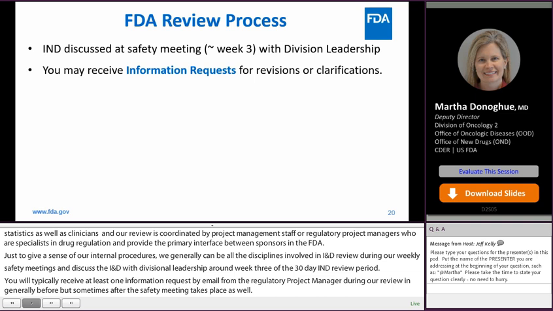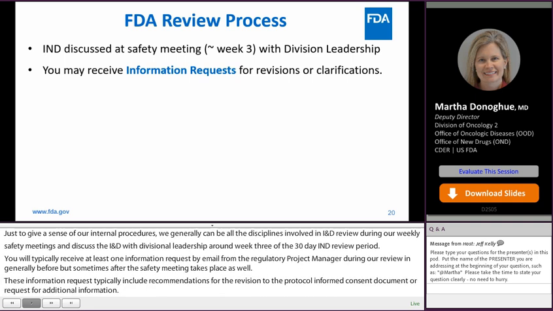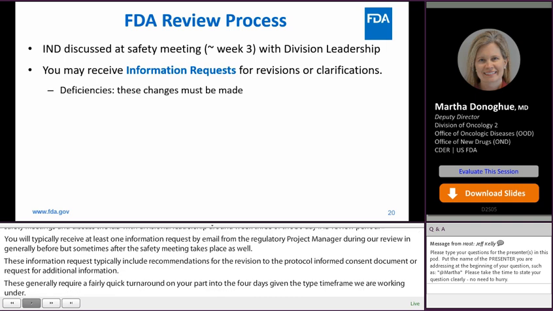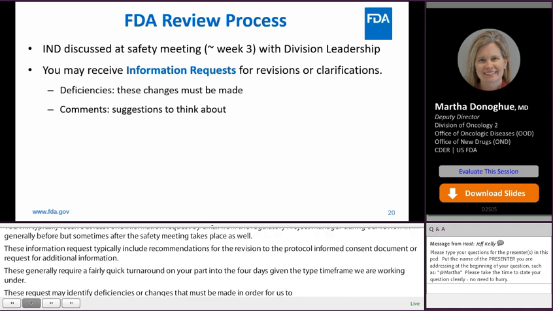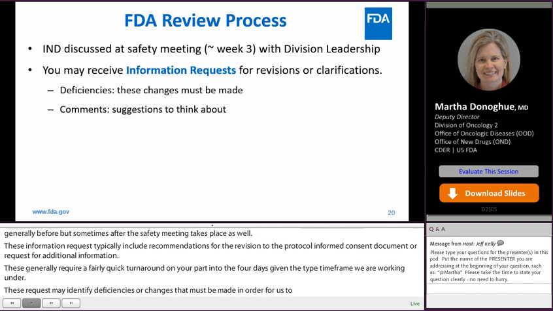These information requests typically include recommendations for revisions to the protocol or informed consent document or requests for additional information. These generally require a fairly quick turnaround on your part within 2 to 4 days, given the tight time frame we are working under. These requests may identify deficiencies or changes that must be made in order for us to consider the study safe to proceed, or comments, which are just suggestions to think about. If you are unclear regarding any of these deficiencies or recommendations, you should feel free to reach out to the regulatory project manager with clarifying questions or proposals.